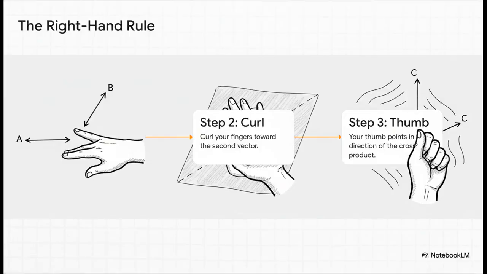Now, the result of a cross product isn't just a number. It's a whole new vector. And the direction of that new vector is always perpendicular to the plane that the first two vectors created. We figure out its direction using the good old right-hand rule.